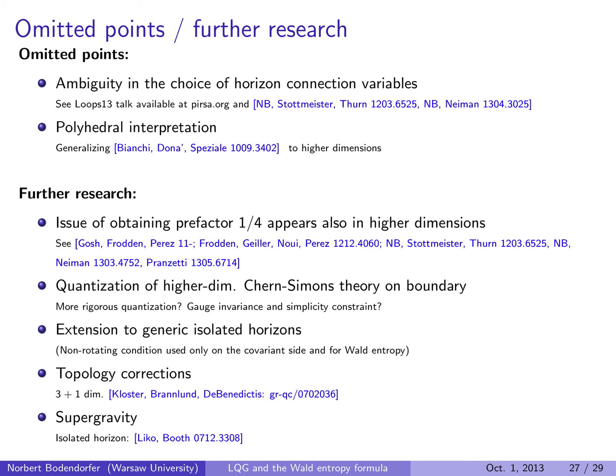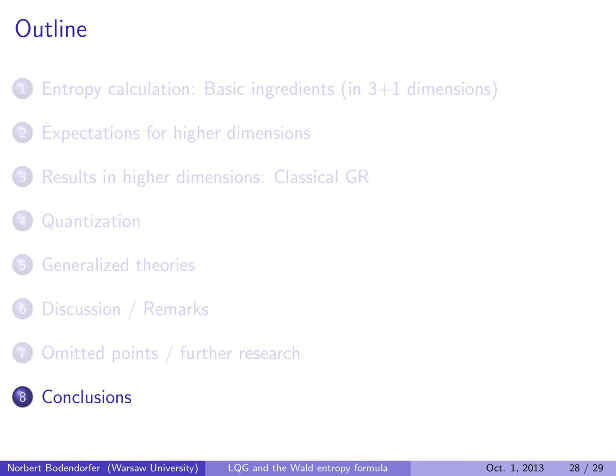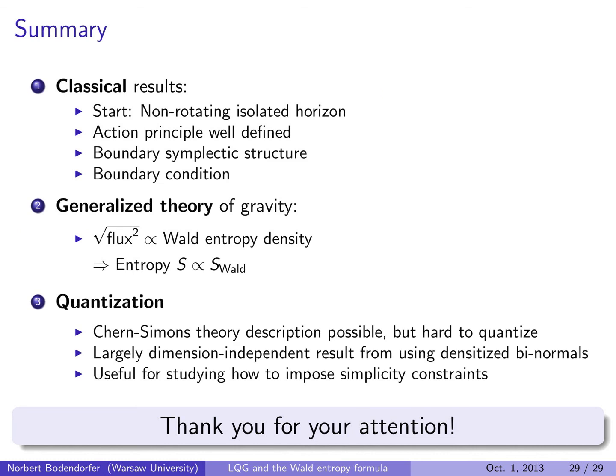Okay, so let's go to the last slide, number 29. Let me just briefly summarize. I've stated several classical results, starting with a non-rotating isolated horizon. You can show that the action principle is well defined. A boundary symplectic structure can be derived, and a boundary condition. If you do that for a generalized theory of gravity, everything works as before, but essentially the area operator becomes a Wald entropy operator. The entropy goes then as Wald entropy.